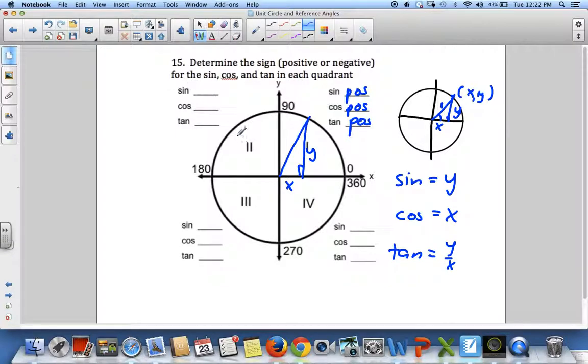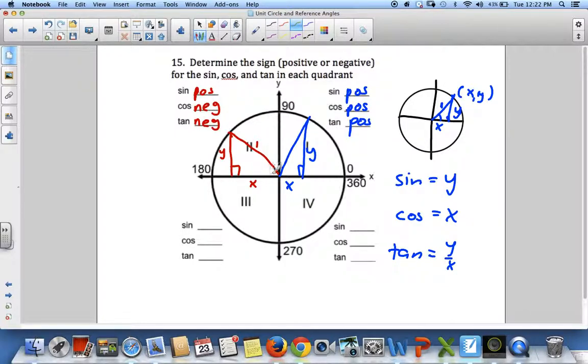The signs in quadrant 2, let's get a different color. We'll put a triangle in quadrant 2. Doesn't matter the size as long as I'm in this quadrant. This is the y and this is the x. The y is positive, so the sine is positive, because the radius is defined as 1. The cosine is the x value, which actually is in the negative direction, so that's going to be negative. And the tangent is sine over cosine, positive over negative, which is negative.